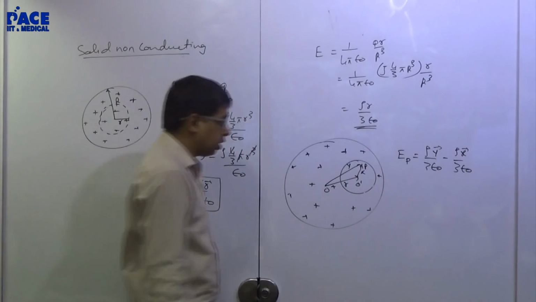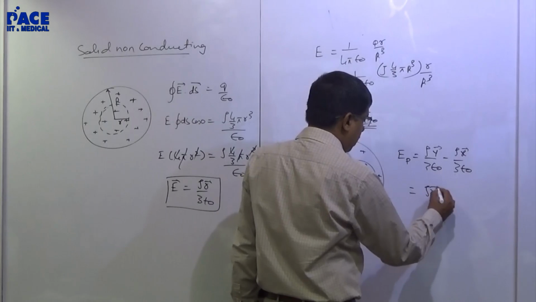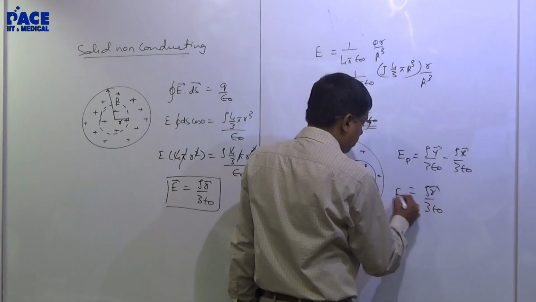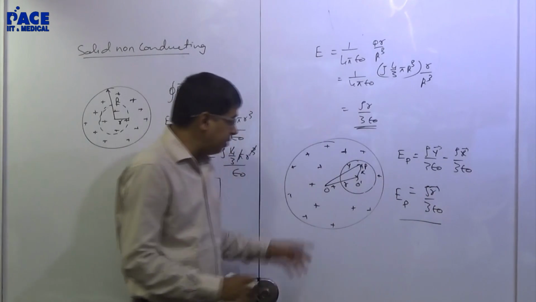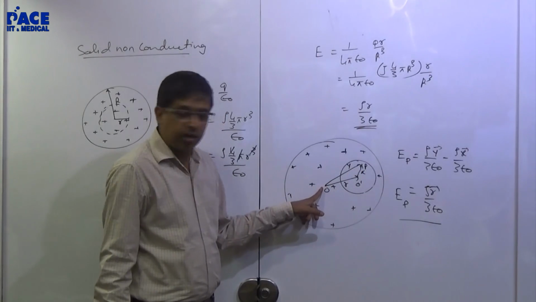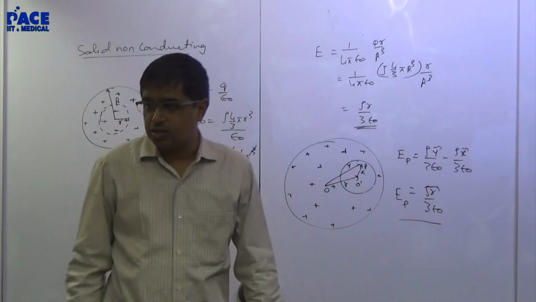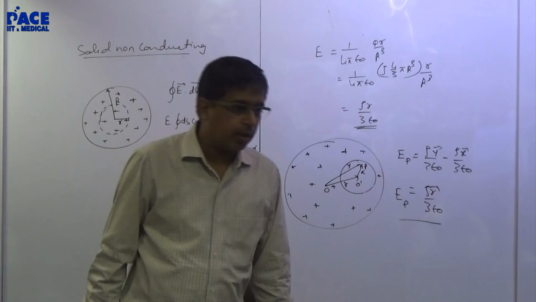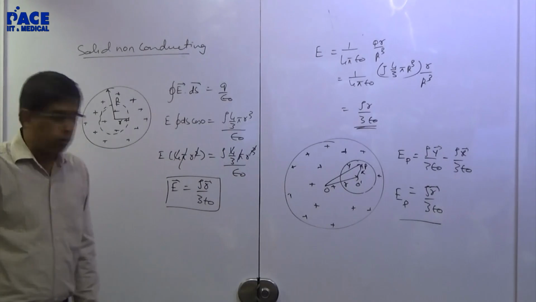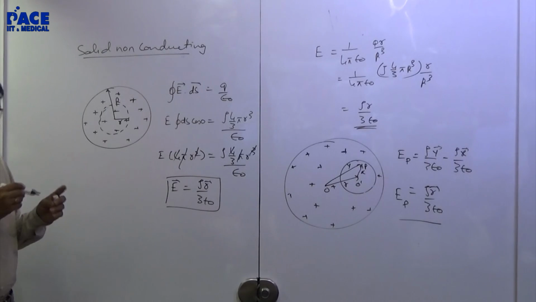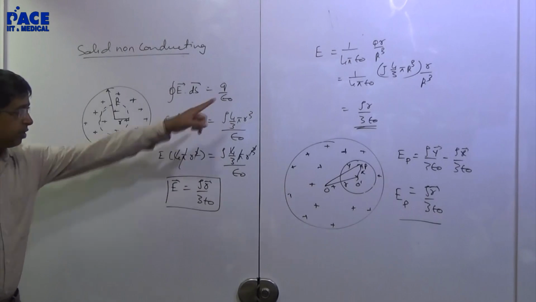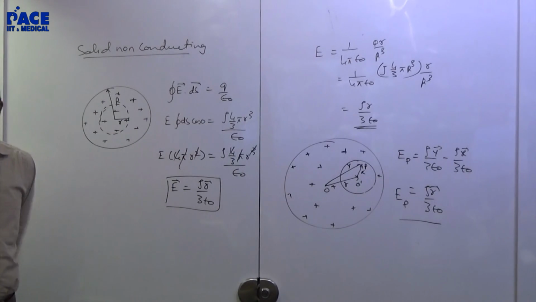This turns out to be rho r by 3 epsilon naught, where r has a different meaning here. R is not the distance of that point from the center. R is the distance between the two centers of the two spheres. You are aware of this formula. We derived it using Gauss law.